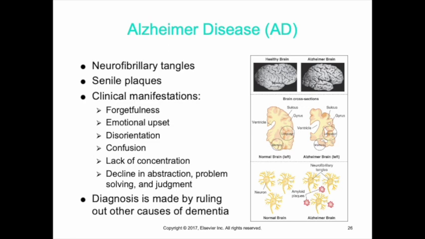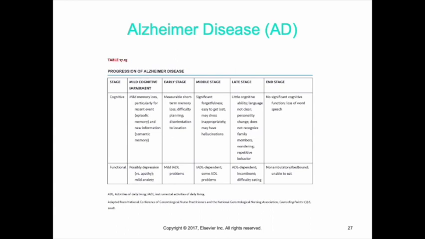Here you can see the stages in more detail in this organized table, from mild cognitive impairment to early, middle, late stages, and the end stage. At the end stage, cognitively, there's no significant cognitive function and loss of speech, and functionally, they are not ambulatory, they become bedbound, and our patients are unable to eat.